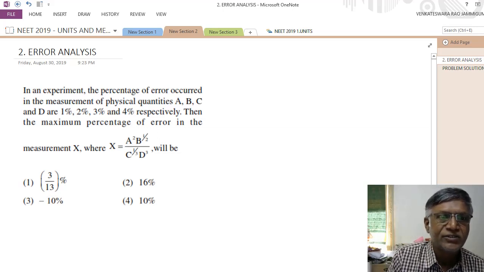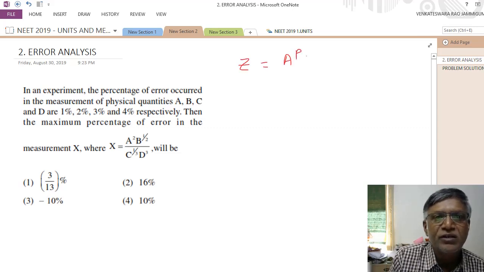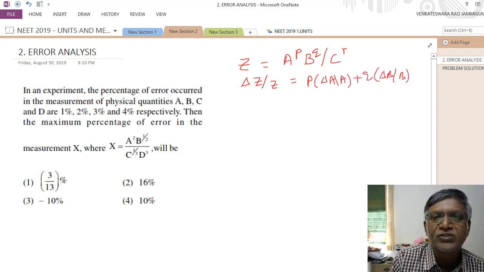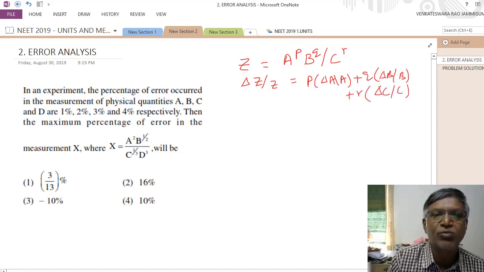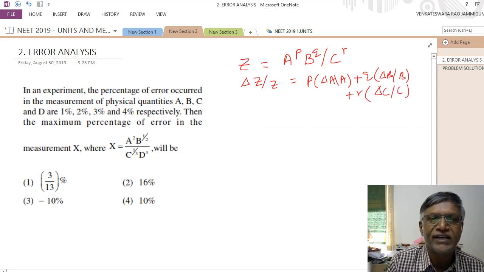What is the formula? Suppose z is equal to a to the power of p, b to the power of q by c to the power of r. Then delta z by z is equal to p times of delta a by a plus q times of delta b by b plus r times of delta c by c. This is the formula given on page 27 of the NCERT textbook. According to this we can solve this problem.